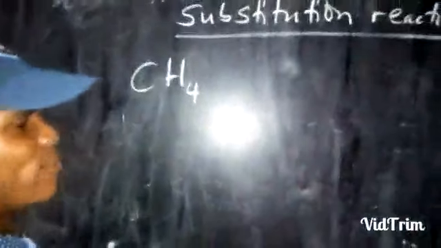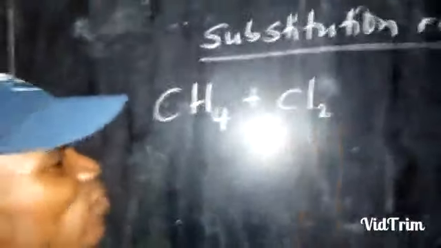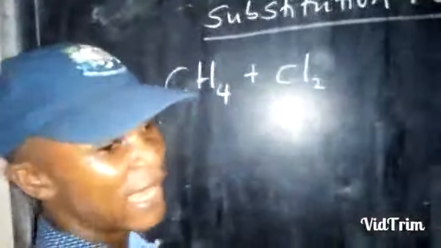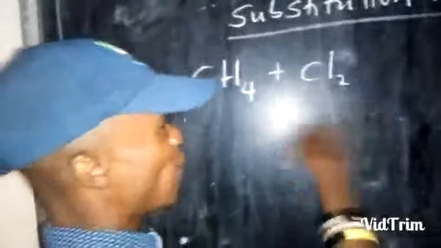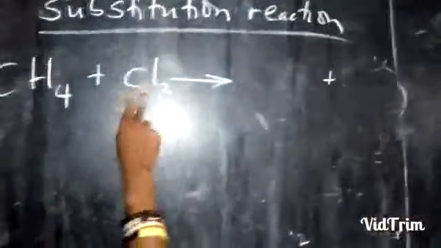Now, if you want to write substitution reaction with chlorine, the first member is CH4. Yesterday that was methane. We want to write substitution reaction with that, so we say plus chlorine. I have just decided to use chlorine as one of the halogens. So the last product that is formed, since it is chlorine that I have used, becomes HCl.